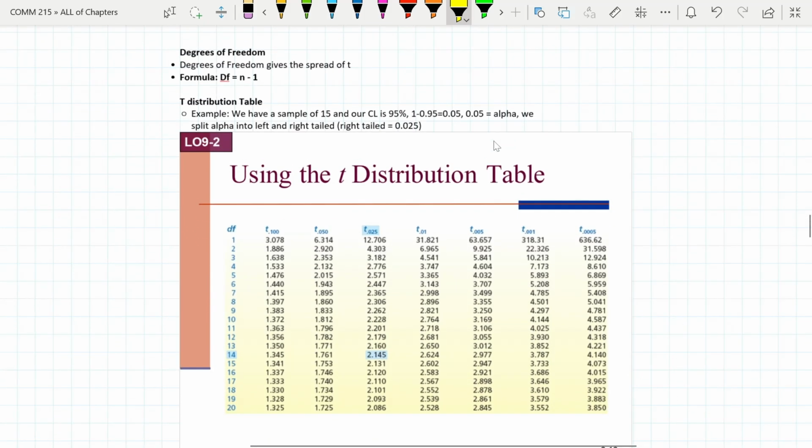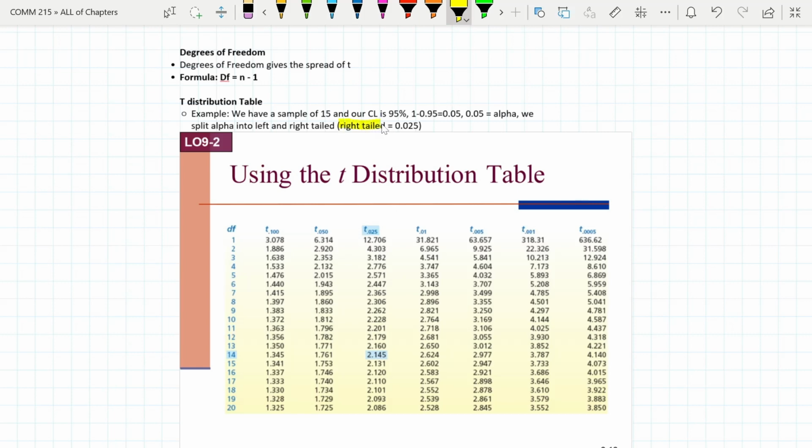So for example, if we have a sample of 15 and our confidence level is 95%, then we would have to find our alpha. So we would do 1 minus 0.95, which is equal to 0.05. This is from the steps from before that I explained. So from this, we find our alpha, which is 0.05, but we must split it into both tails, left and right. So the right tail would be 0.025, and when we're using the t-distribution table, we must always use the right tail.